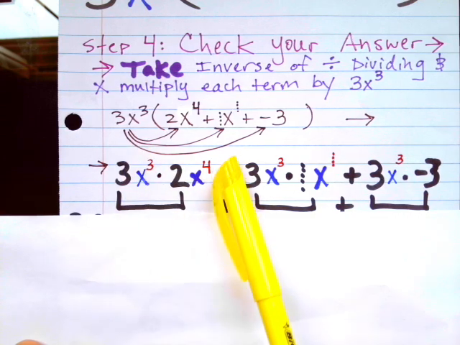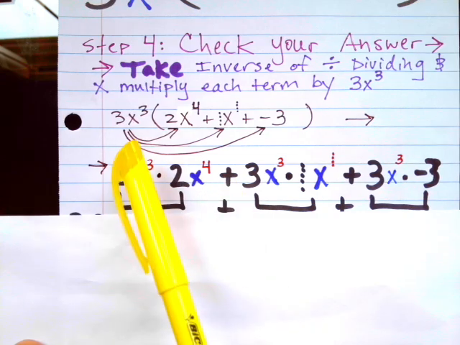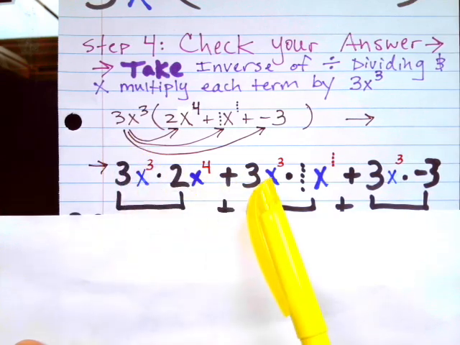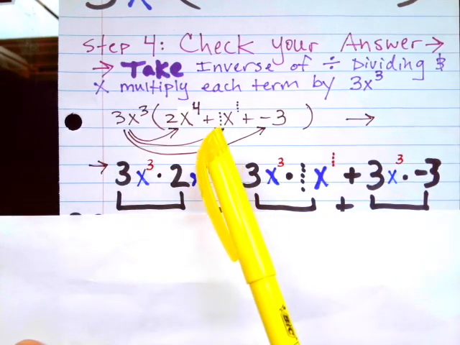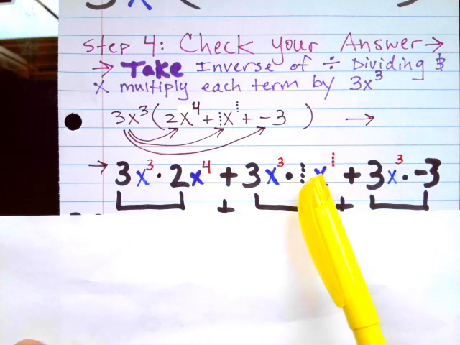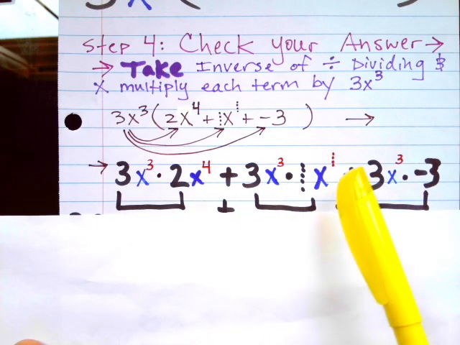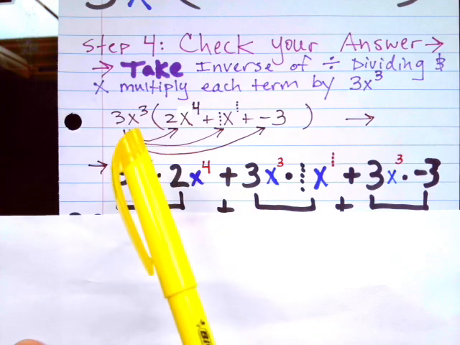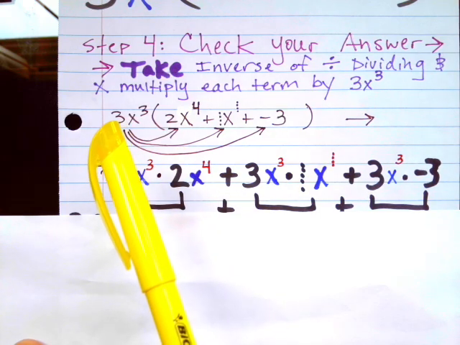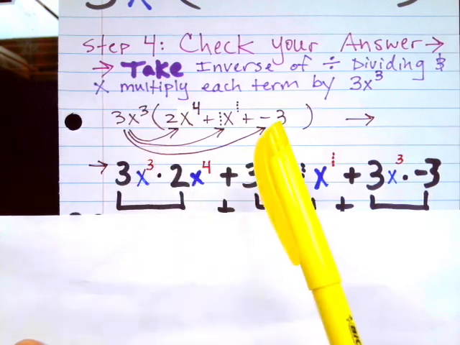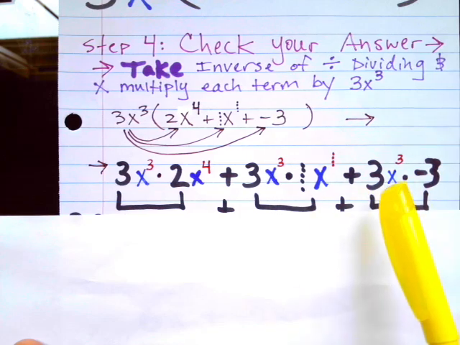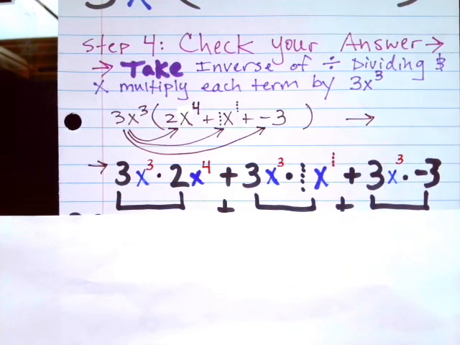I'm going to put a big old plus sign between my next set of distributions, which is 3x cubed times that 1x to the first power. Big old plus sign between my next multiplications, 3x cubed times that negative 3. I'm showing you that here. So I'm going to take each of these one at a time, step by step.